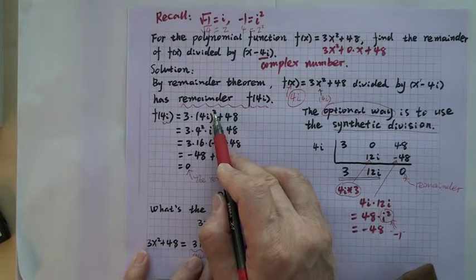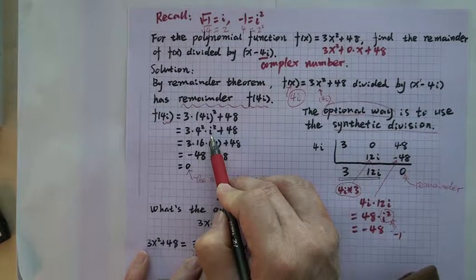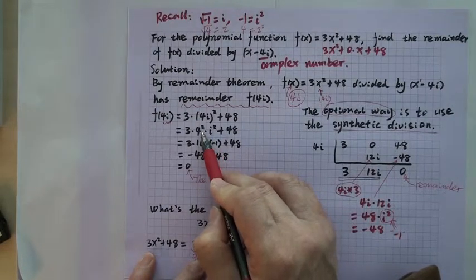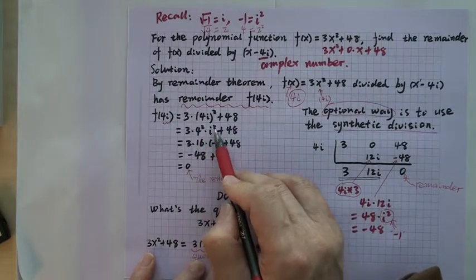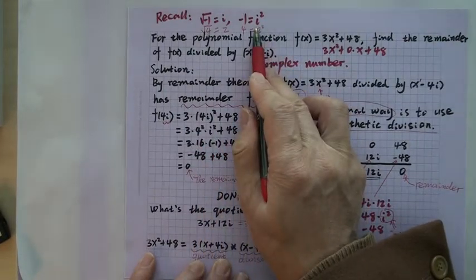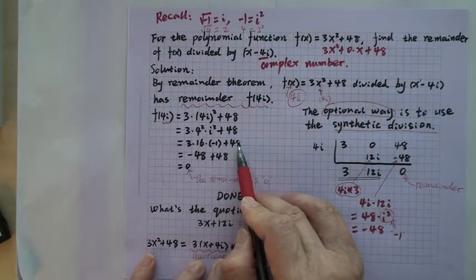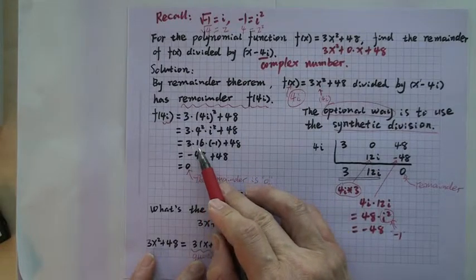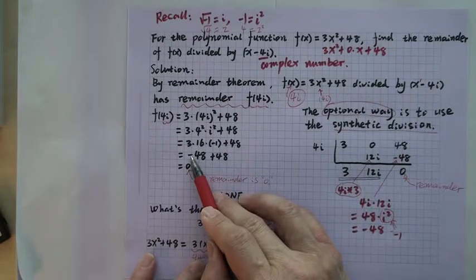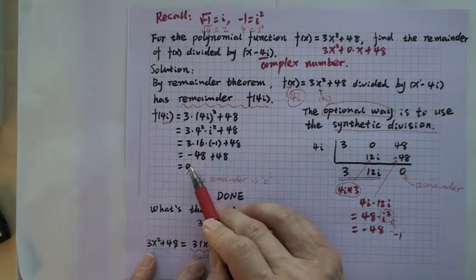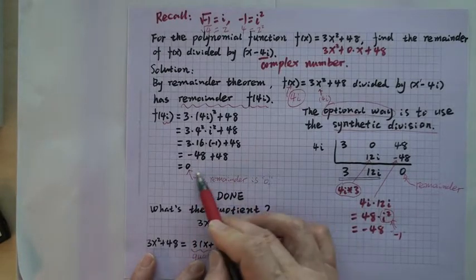Remember, the square applies to both 4 and i. And then 4 squared is 16. You keep the 3. And i squared, we reviewed, is negative 1. And then plus 48. 3 times 16 is 48, times negative 1, so it's negative 48 plus 48, which is 0. So the remainder is 0.